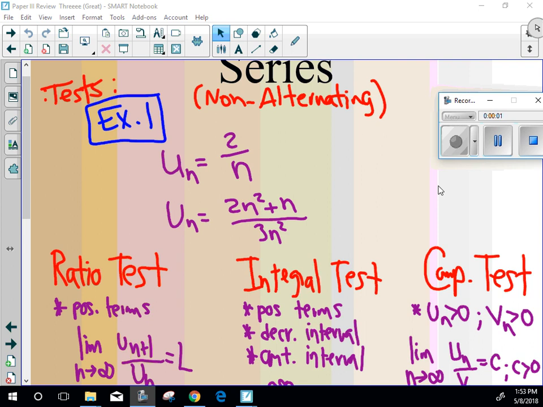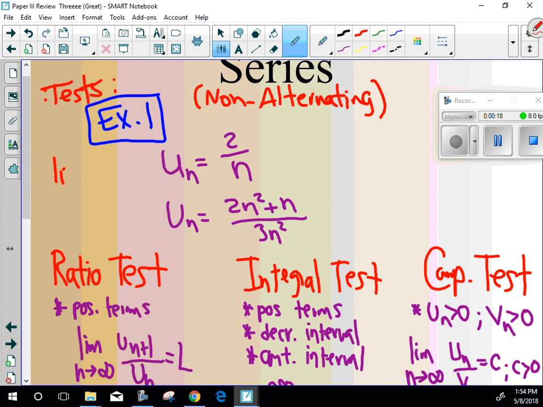The series that you'll run into are of two types: alternating, which have negatives and positives, and non-alternating. If it's non-alternating, you do the first non-alternating test, which is a definition test. Does the limit as n approaches infinity of u of n go to what? 0. That's the first thing you always do.